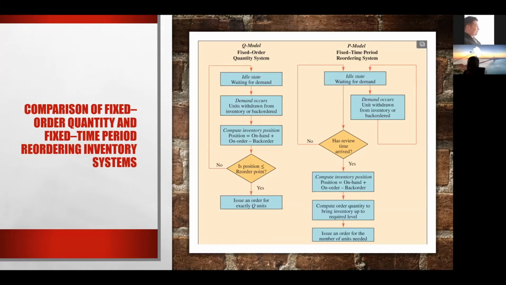So the P model has multiple stages. There's the idle stage, demand occurs, you withdraw from inventory or back end, and then you ask, has the review time arrived? You have a time limit on it. So it's like, okay, this is time to buy.